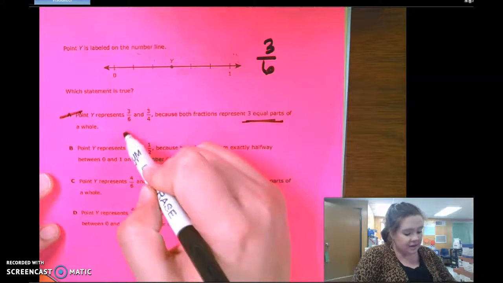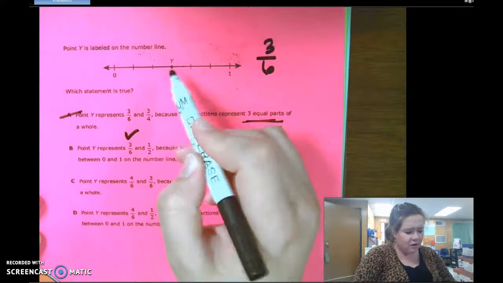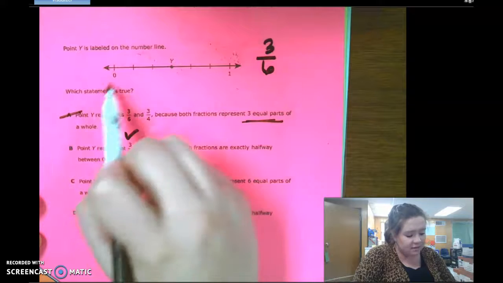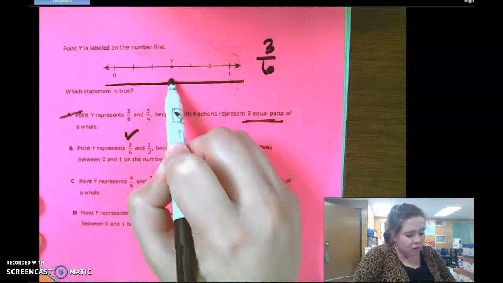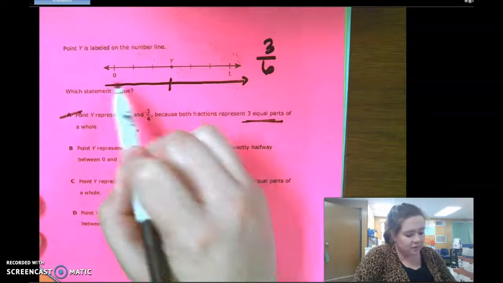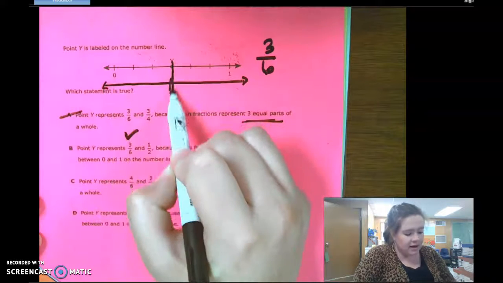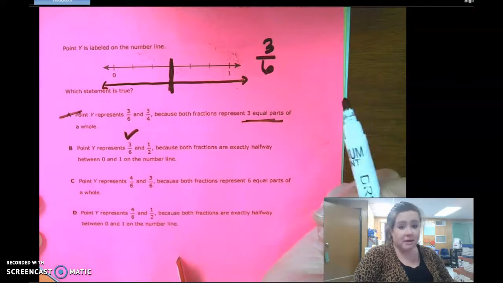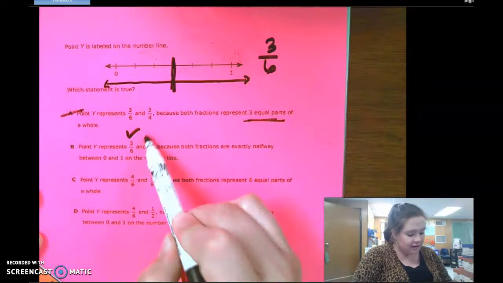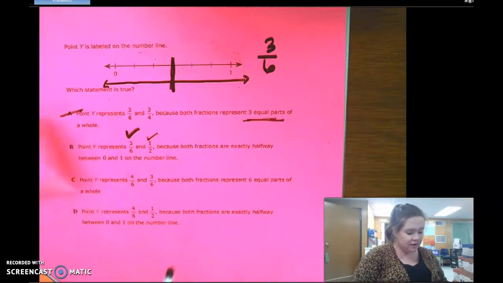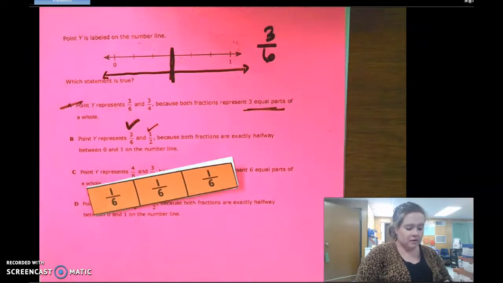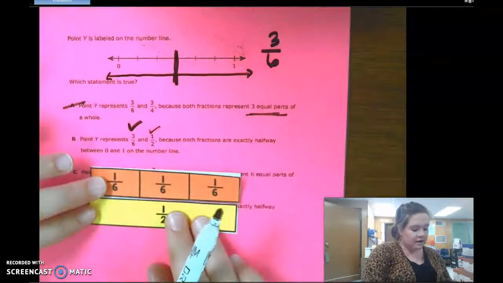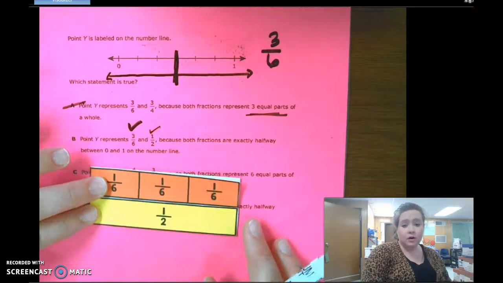Yes, it is. And then we know that 1/2 would also be right here. So if you had a different number line, your 1/2 would be right here. Point Y and 1/2 would be the same amount, okay? That is true. And you can also check it, 3/6 and 1/2. Those are equivalent.